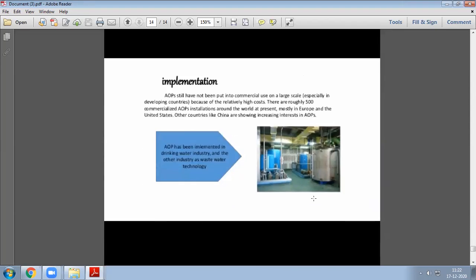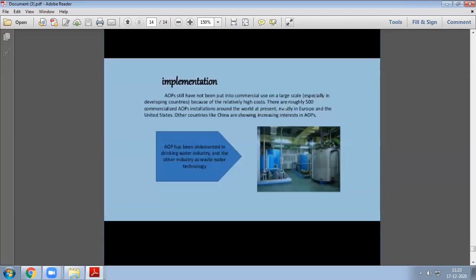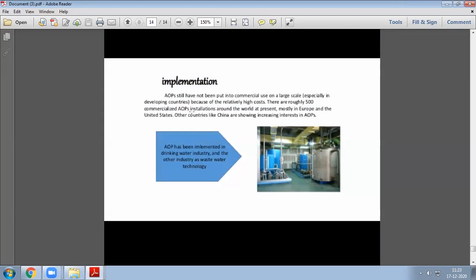Yeah. So implementation: this advanced oxidation process has not been put into commercial use. We have not seen these implemented in India actually, especially in developing countries, because it's very costly, relatively high cost. There are roughly only 500 commercialized AOP installations around the world at present. Means throughout the world you are seeing only 500.